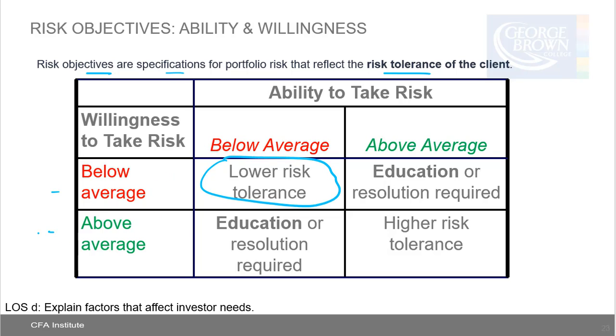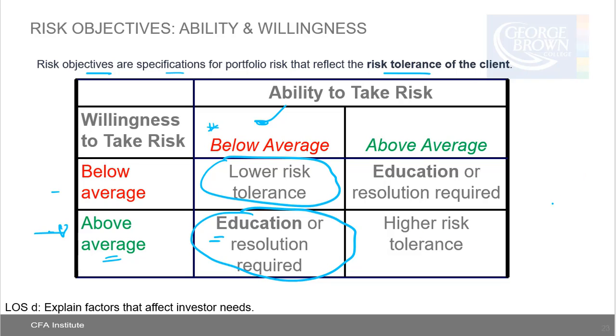But if the client has an above average willingness to take on risk, based on their psychology, they are willing to accept high risks, but their ability is below average because of high liabilities, or an unstable job situation, or a shorter time horizon, all those characteristics that don't give you the ability to take on risk. Well, then, if there's a mismatch between the willingness and the ability, then education or resolution is required. You have to counsel the client. So that's why education is very important.